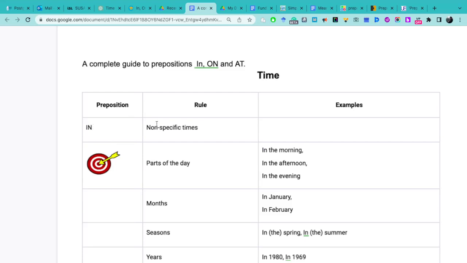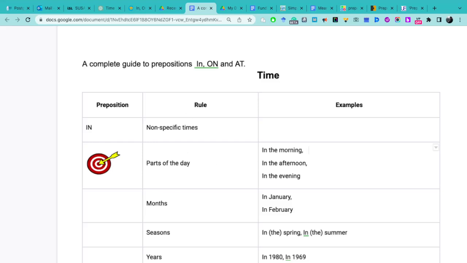The preposition in is not specific, it's general, right? When we want to talk about time using the preposition in, it is not specific. For example, part of the day. This is the first rule. We use the preposition in with parts of the day. Like here, in the morning, in the afternoon, in the evening.